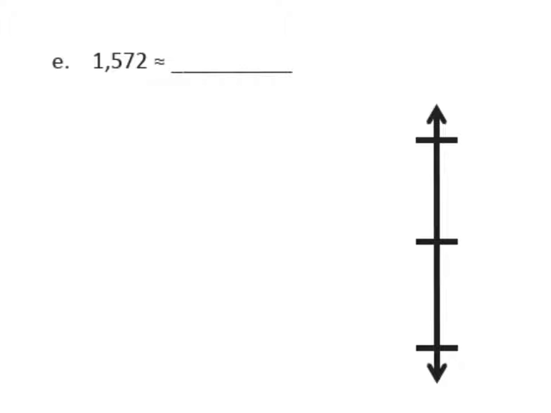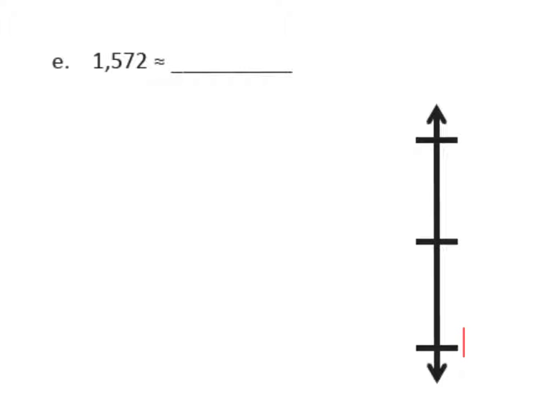Let's take a look at letter E. We have 1,572. So how many hundreds do we have? What would be one more hundred that we would write at the top of our number line? And what would be the halfway point? Go ahead and pause the video while you fill out the number line. Replay when you are ready to check your work.